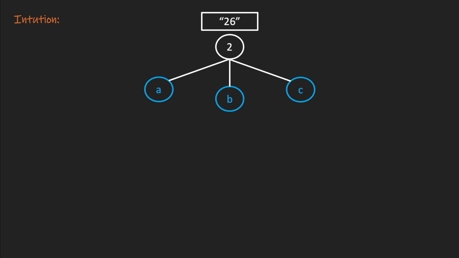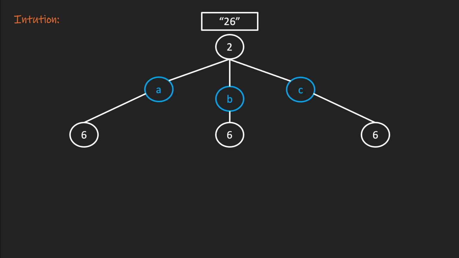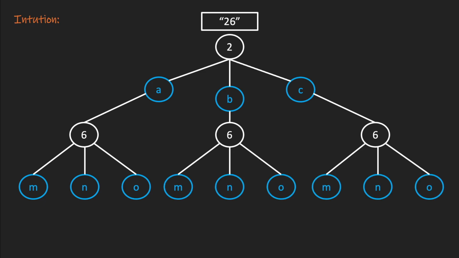Let's try to break down the solution. Let us take the same example, 26. We start with 2. Now 2 could mean 3 letters: A, B and C. Next what we have is 6. Now 6 represents 3 letters: M, N and O. So after A, we can have M, N or O. Same goes for B and same goes for C. Now what we have is a sort of tree structure. Let's see how we can traverse over this and get all possible letter combinations.